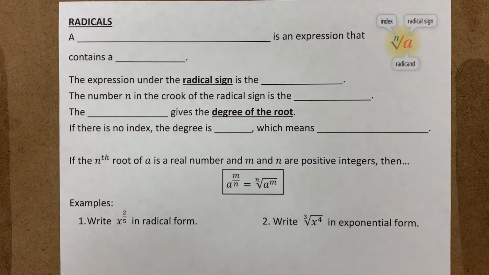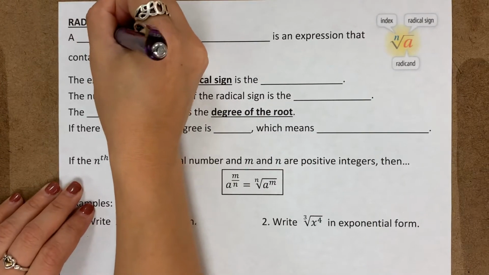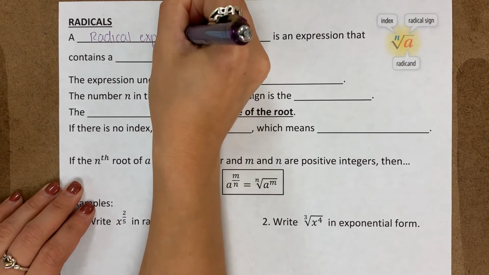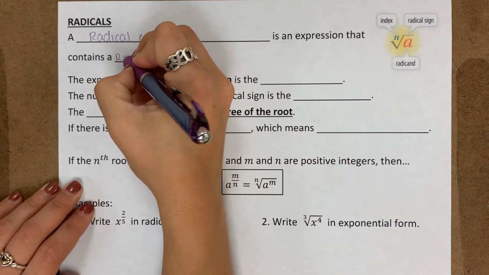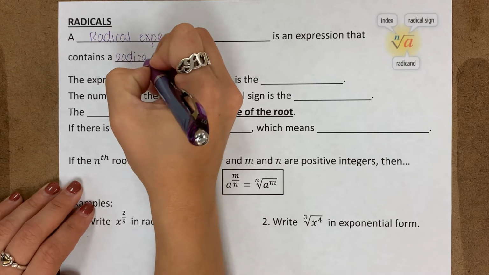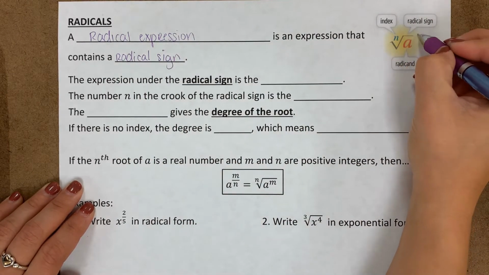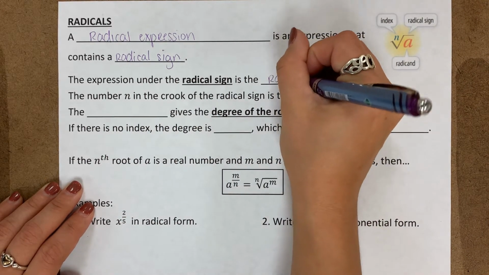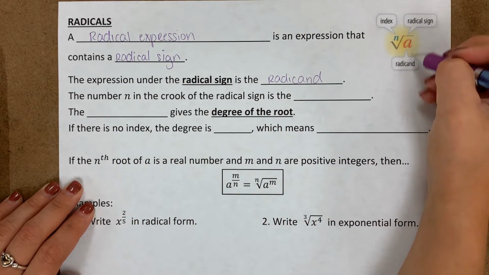Today we are dealing with radicals. A radical expression is an expression that contains a radical sign. And if you notice over here, this is a radical sign. The expression under the radical sign is called the radicand. See right here, underneath, radicand.